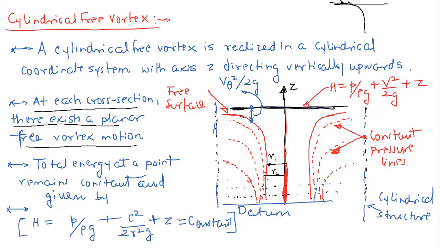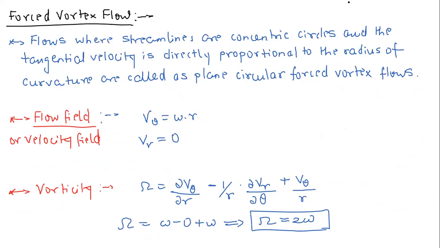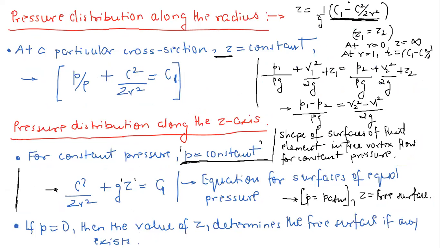Now let us move to forced vortex flow. What happens in a forced vortex flow? Very important here. First of all, just tell me, by its name, what do you think? In a free vortex flow, the mechanical energy remains constant. So it is a forced vortex flow. Will there be any addition or dissipation of energy in the flow field of a forced vortex flow?